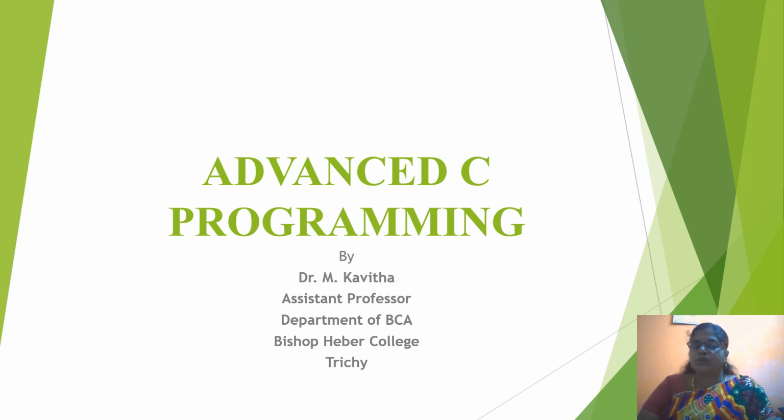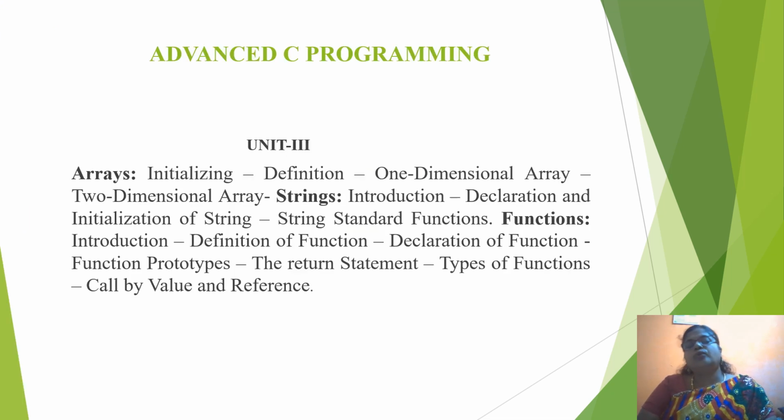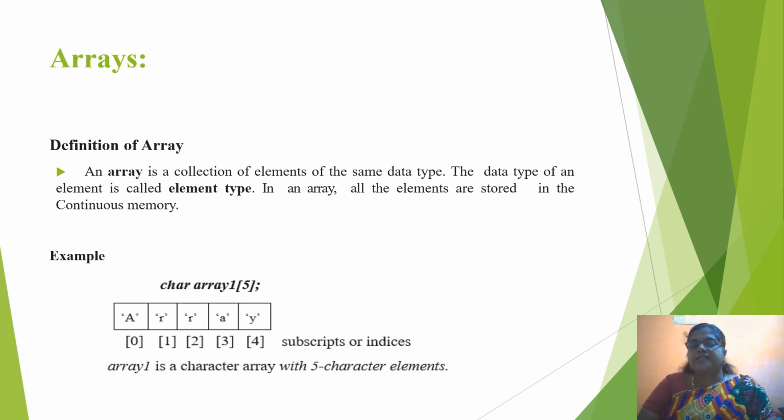Now we are going to discuss advanced C programming of Unit 3 syllabus, which contains the arrays concept, string concept, and functions concept. In arrays, you should know the definition: an array is a collection of elements of the same data type. The data type of an element is called the element type. And in an array, all the elements are stored in continuous memory.